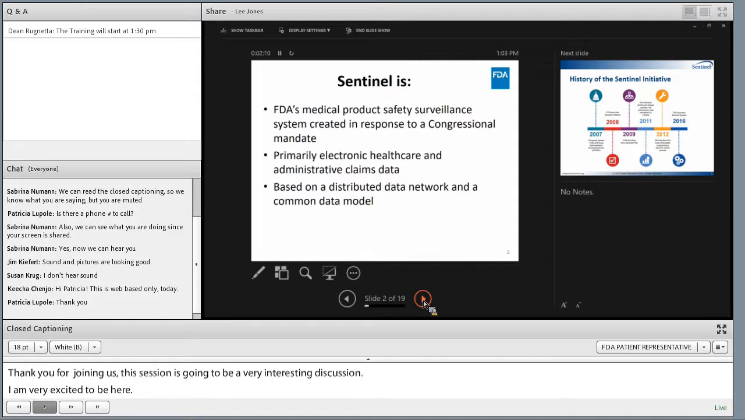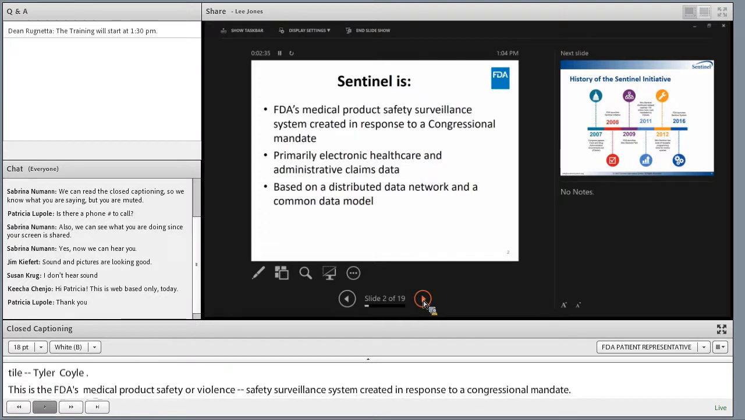All right. So, a high-level overview. Sentinel is FDA's medical product safety surveillance system created in response to a congressional mandate. It's primarily composed of administrative claims and healthcare data, and it's based on a distributed data network and a common data model. I'll get into the nitty-gritty of what a lot of these terms mean for those who may not be familiar with them as we go further into the talk.